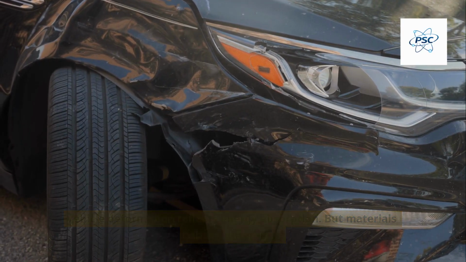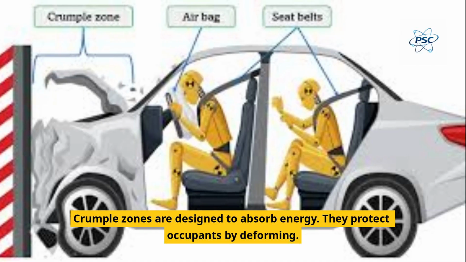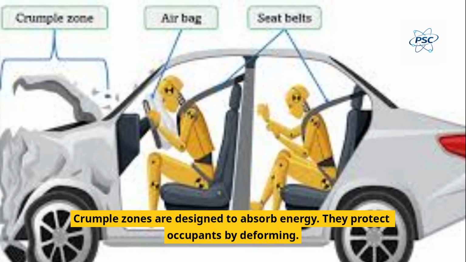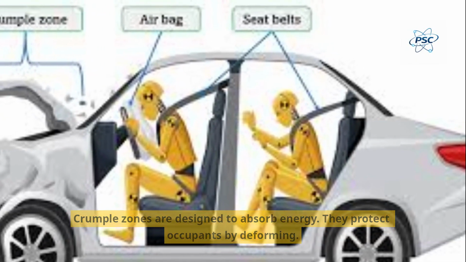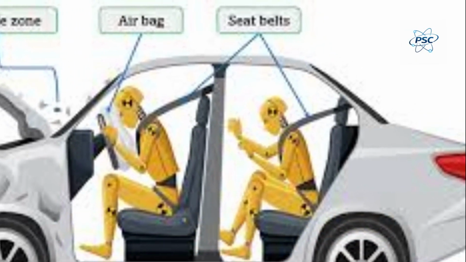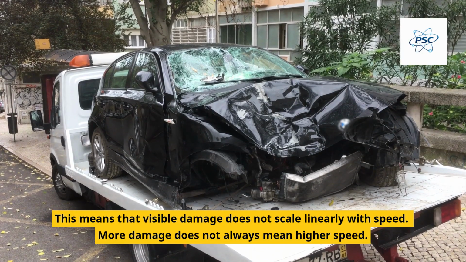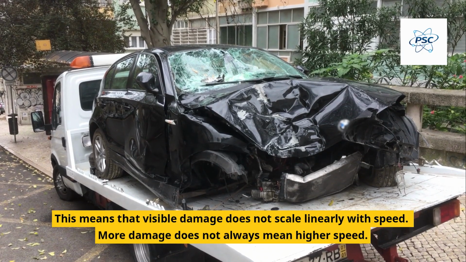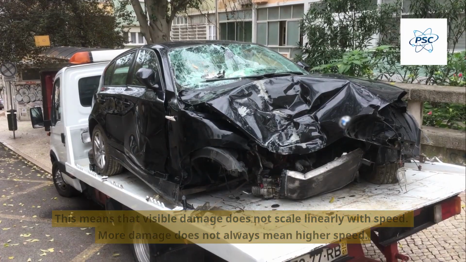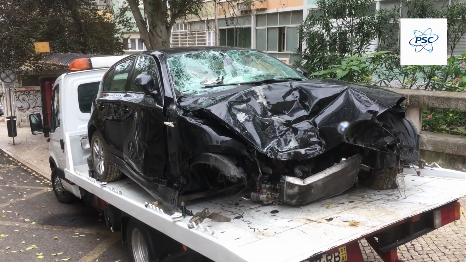But materials behave differently. Crumple zones are designed to absorb energy. They protect occupants by deforming. This means that visible damage does not scale linearly with speed. More damage does not always mean higher speed.